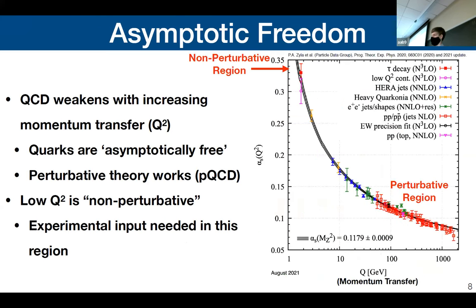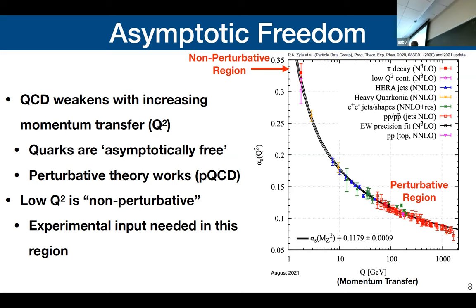The first one of these is known as asymptotic freedom. Shown on this plot here is basically the interaction strength of the nuclear force as a function of the momentum transfer of the interaction. And what we see is that at high momentum transfers, the interaction strength is weaker. So we call this asymptotic freedom.